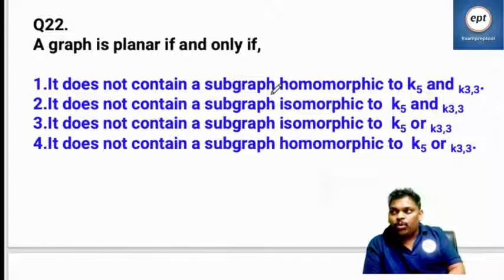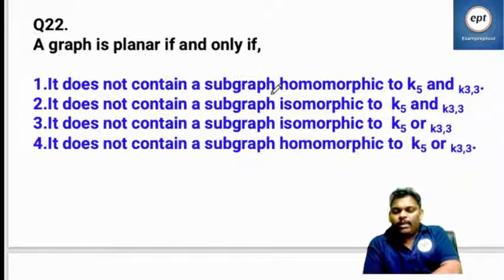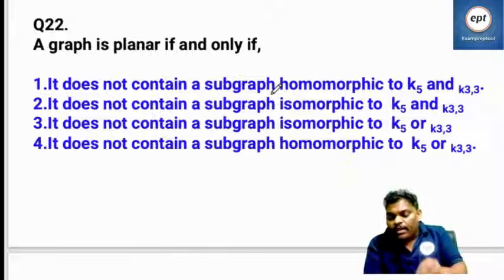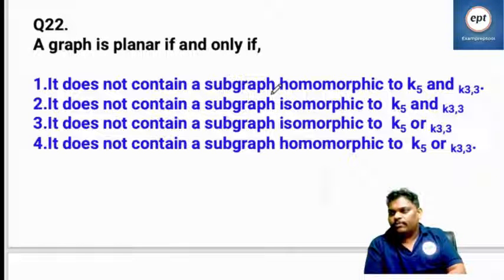Homomorphic is saying that it looks like K5. So can you help me know which option? Homomorphic is the better option. Homomorphic will cover many. Isomorphic to K5 will cover K5 only.